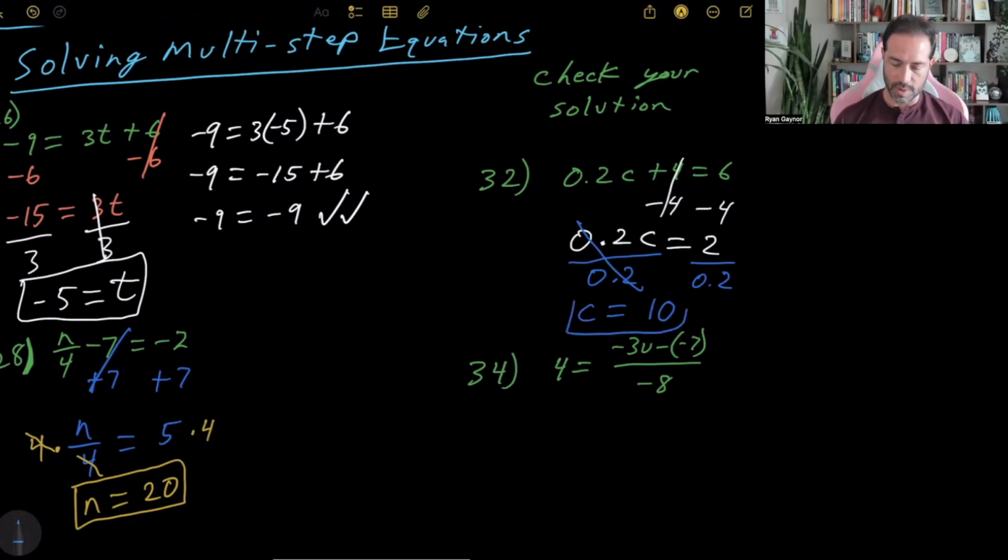All right, we box it up. And then again, if you want to check your work, you could say, okay, 0.2 times 10. Well, anything times 10, you just move the decimal 1 place to the right. So 1 place to the right would be 2, and then 2 plus 4 is 6. So it checks out.